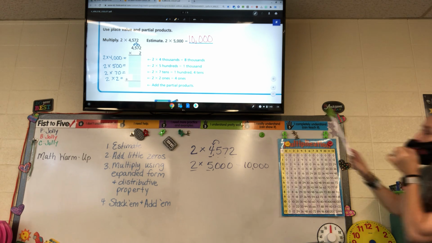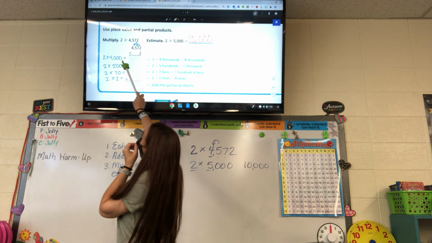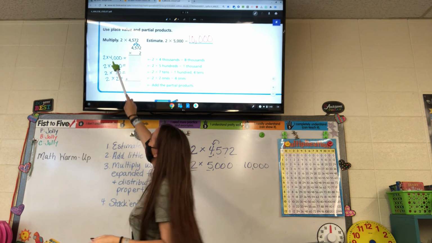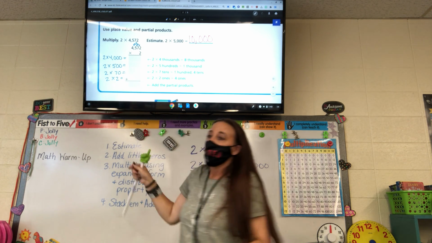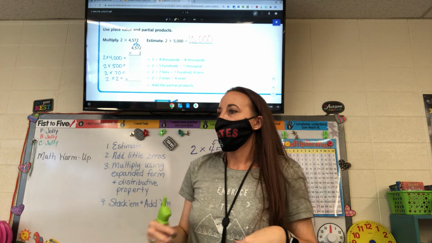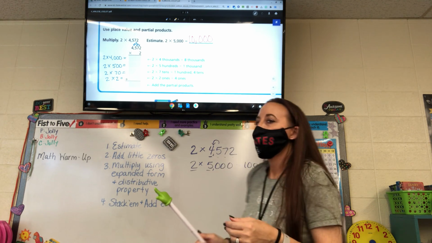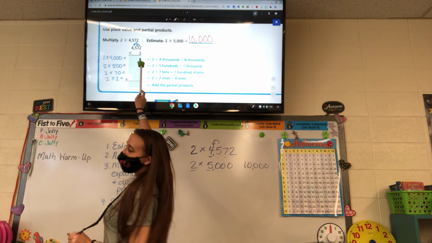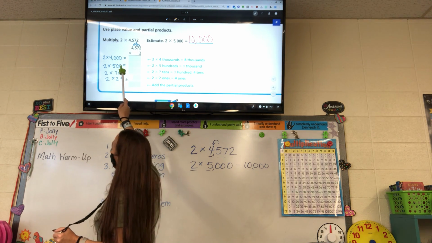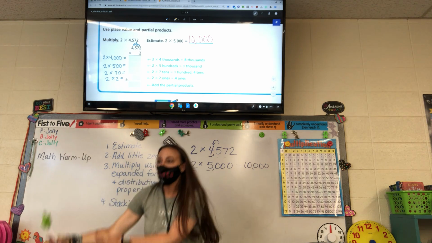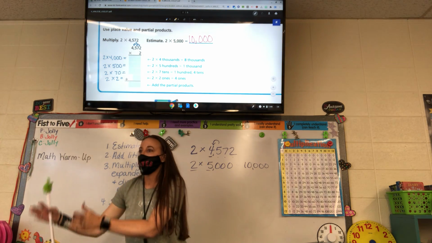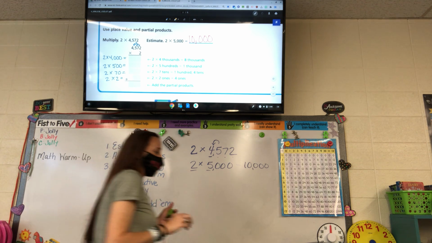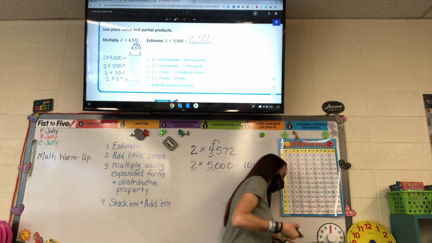I would prefer that you write down all your problems before you start solving, because then you're doing all the same thing at once. So if you write down 2 times 4,000 and then you solve it, you might forget where you are, okay? So write down all your problems that you're going to do for that equation, and then go back and solve them.